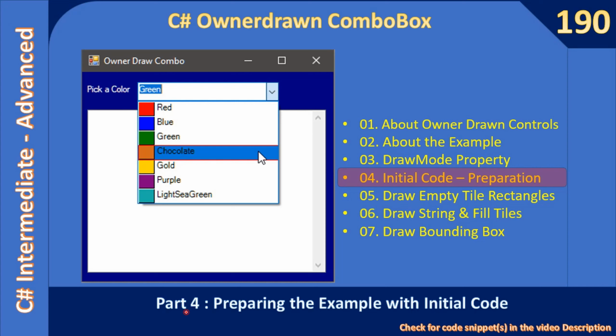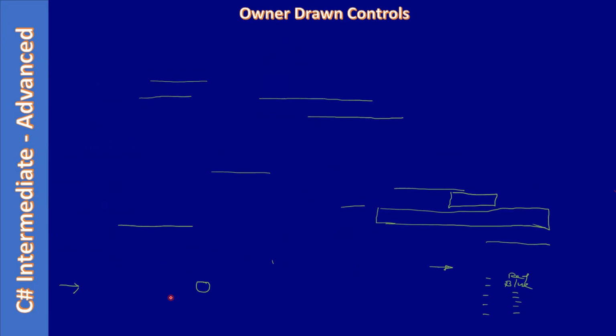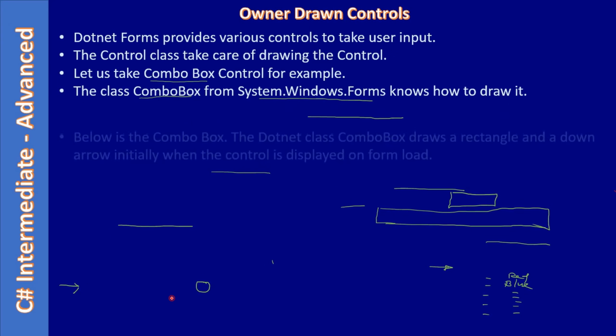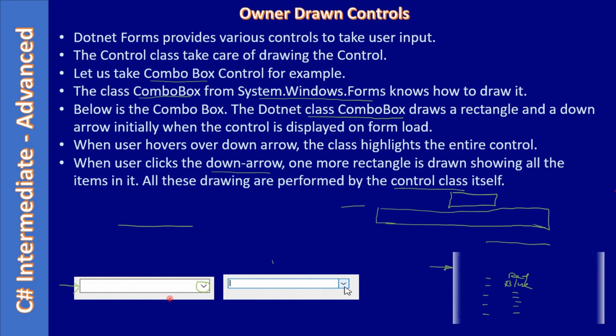Now you are watching part 4 of the subseries C# Owner Drawn combo box. In this video we will start writing some initial code and we will prepare the example. So these are all the slide decks from previous parts.